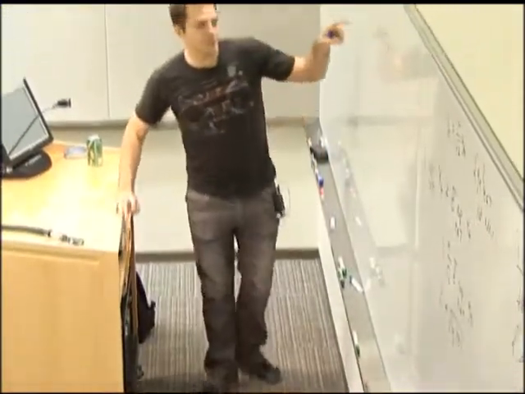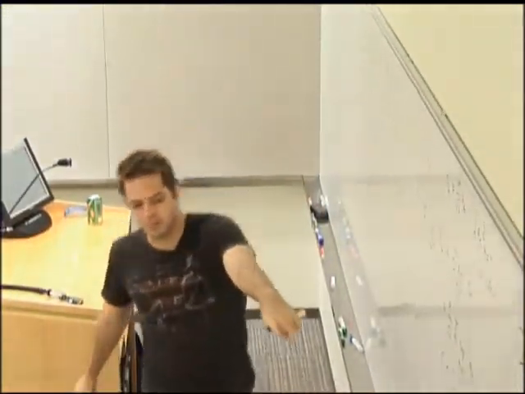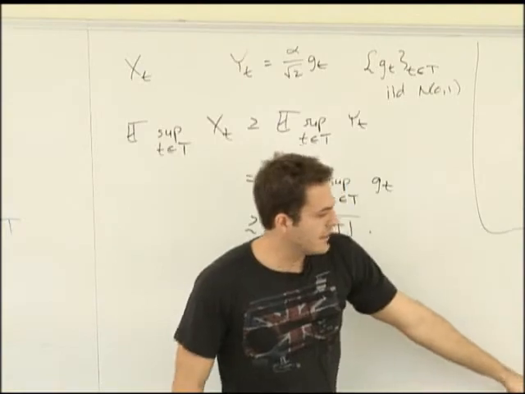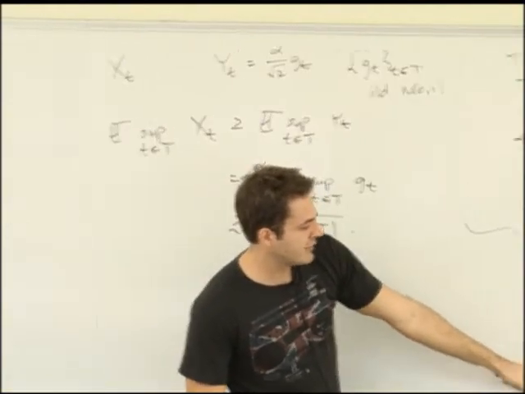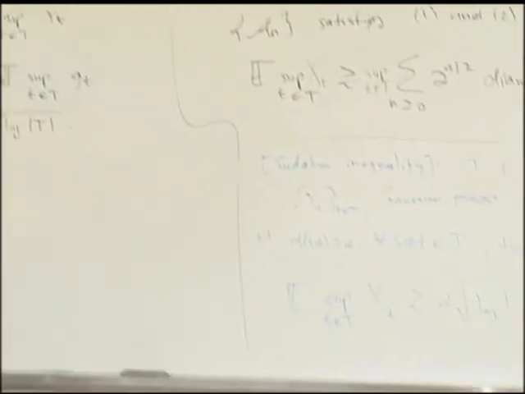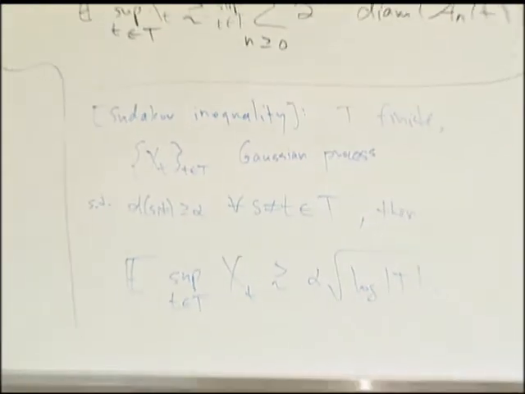Okay? So if we can prove Slepian's lemma, then we've proven the Sudakov inequality, which at least matches the upper bound when we're in the uniform case. Okay. So now to prove Slepian's lemma.